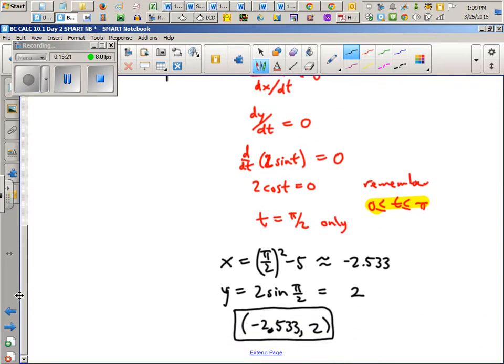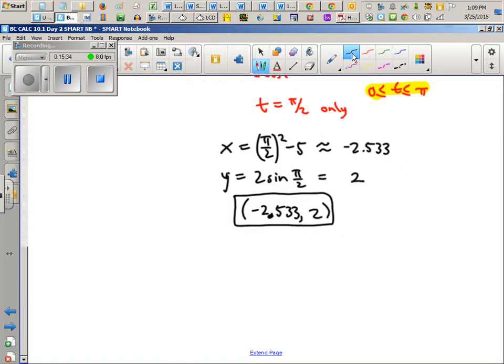Okay, what else could we study? Well, we got the highest point in the graph. Now let's go ahead and find maybe the points of inflection or something. Could do that, right? Okay, so let's go on to part C. Find all points of inflection for the plane curve.